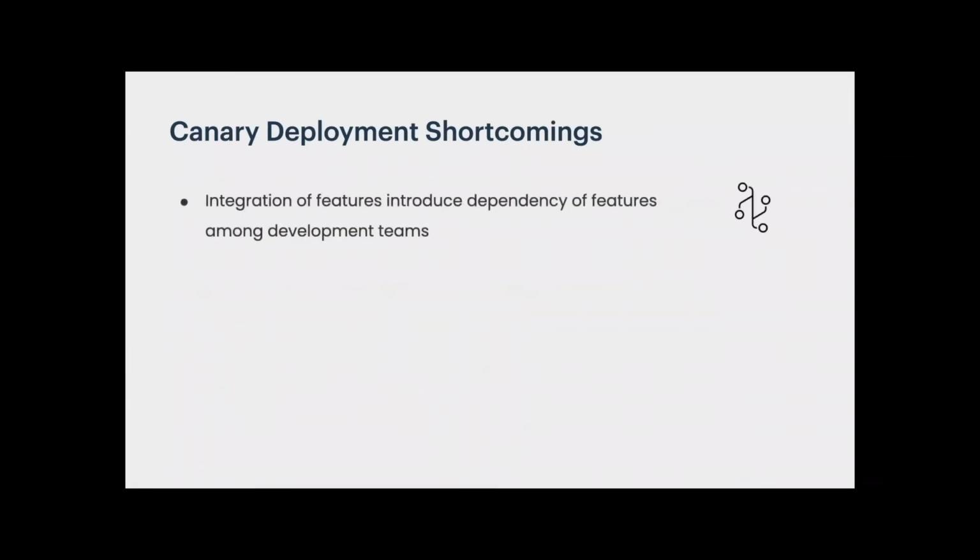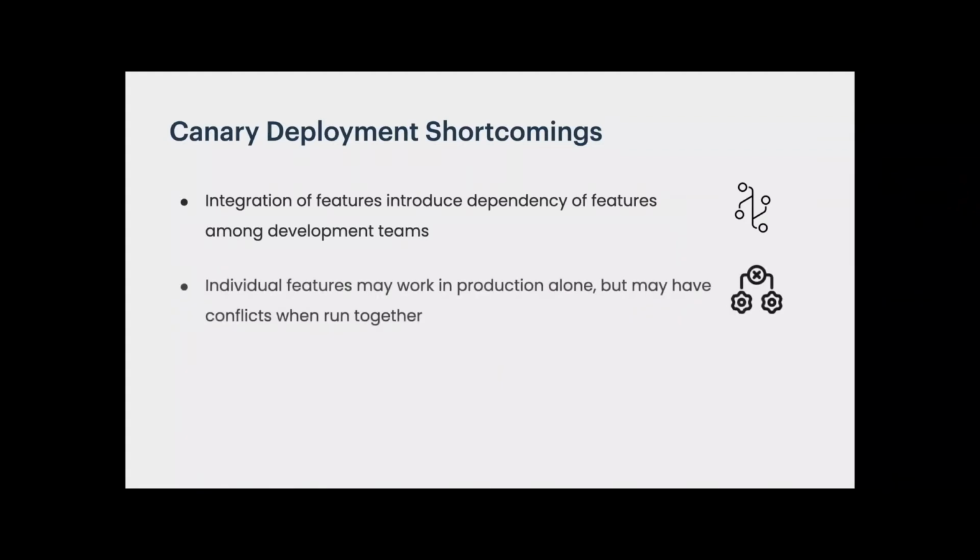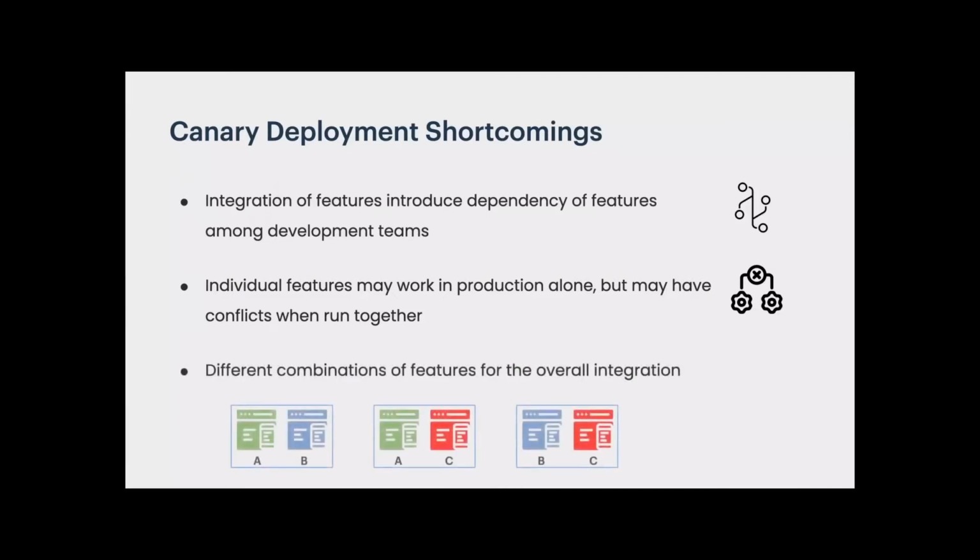Integration of features introduces dependency of features among teams. In addition, individual features may work in production alone, but may have conflicts when run together. Developers also want to test different combinations of features for the overall integration. For instance, a potential solution may involve any combinations of features A, B, and C.